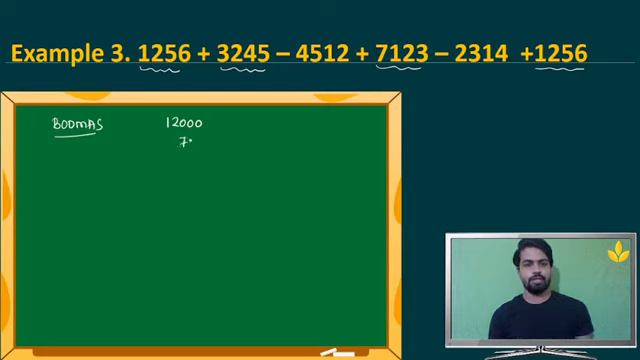I'm re-verifying that. Yes. Now coming to tens, 50 plus 40, 90, 90 plus 20, 110, 110 plus 50, 160, right? So finally 6 plus 5, 11, 11 plus 3, 14, 14 plus 6, 20. So our sum of the positive numbers is going to be 12,880. Coming to negative numbers, there are only two negative numbers.